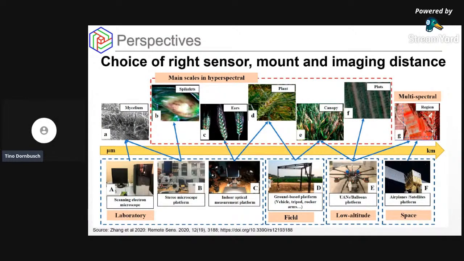Okay, so what is very important is understanding the physical and biological constraints, but also the choice of the right sensor mount and imaging distance. It clearly depends on your question. We had it before. We can go to the laboratory where we can do electron microscopy, stereo microscopy. We can move up the scale to optical systems where we image at a very close distance at a relatively high resolution. And the farther we go from the sample, the larger the imaging area is, but the lower the resolution to see all these effects that we want to see.